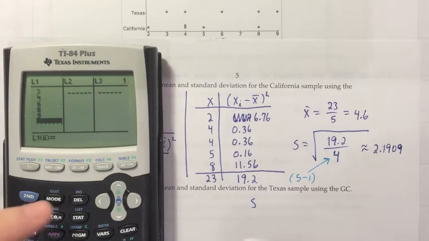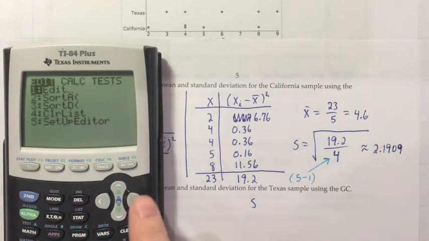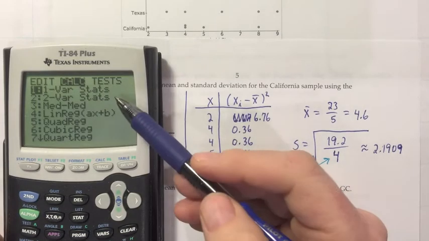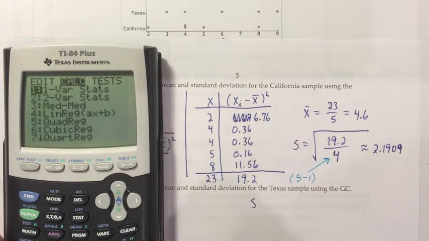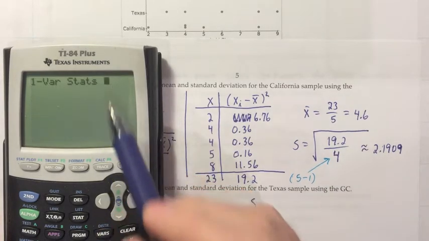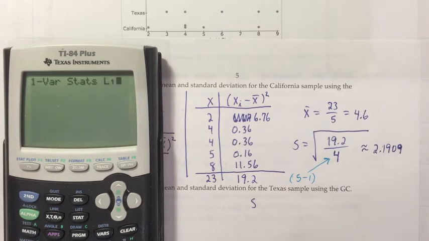So what I want to do is hit Stat again and go to the Calc menu just like we did for regression and other things. But I'm just going to go with the very first option here, one variable statistics, and it wants to know what list, so notice the cursor still flashing there. So I'm going to hit second L1 to let it know that I want it to do one variable statistics for the data that's in L1.